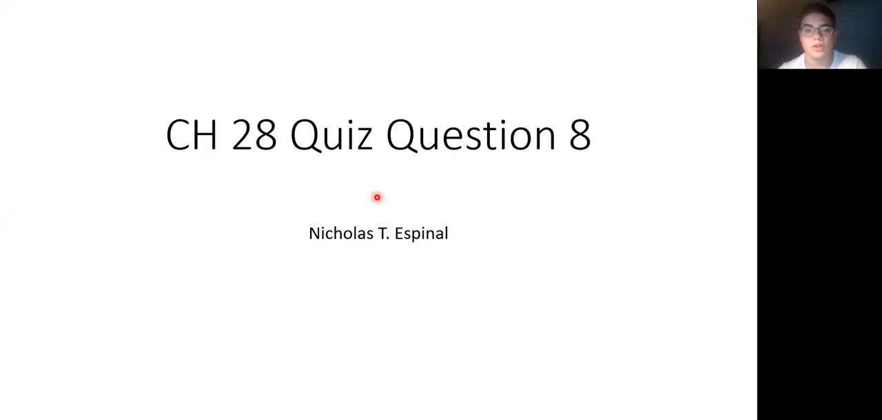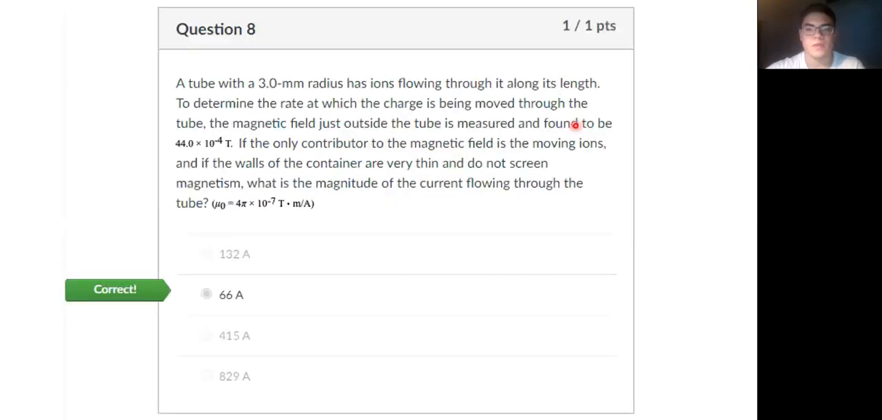This is the 8th question on my Chapter 28 quiz, and this is what it asks. A tube with a 3 mm radius has ions flowing through it along its length. To determine the rate at which the charge is being moved through the tube, the magnetic field just outside the tube is measured and found to be 44 times 10 to the negative 4 teslas.